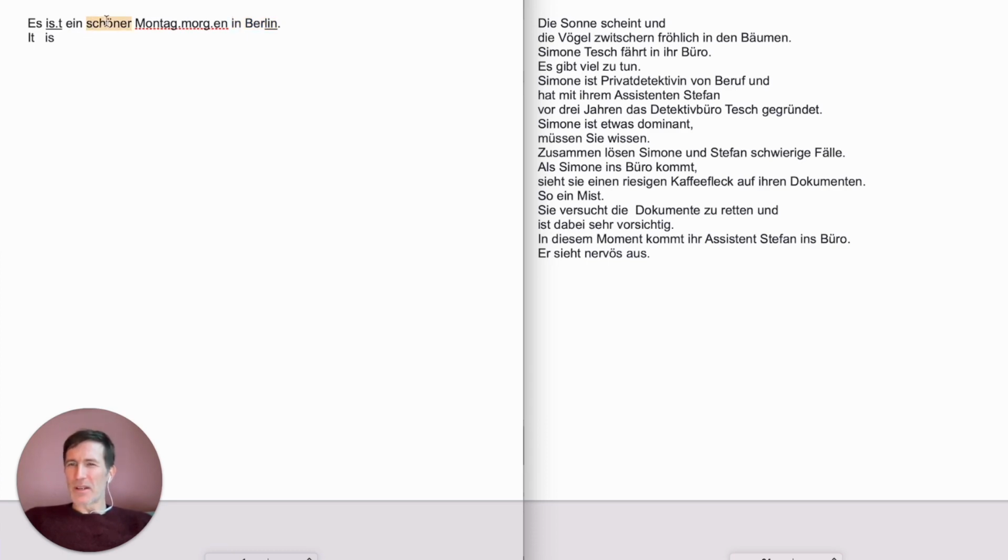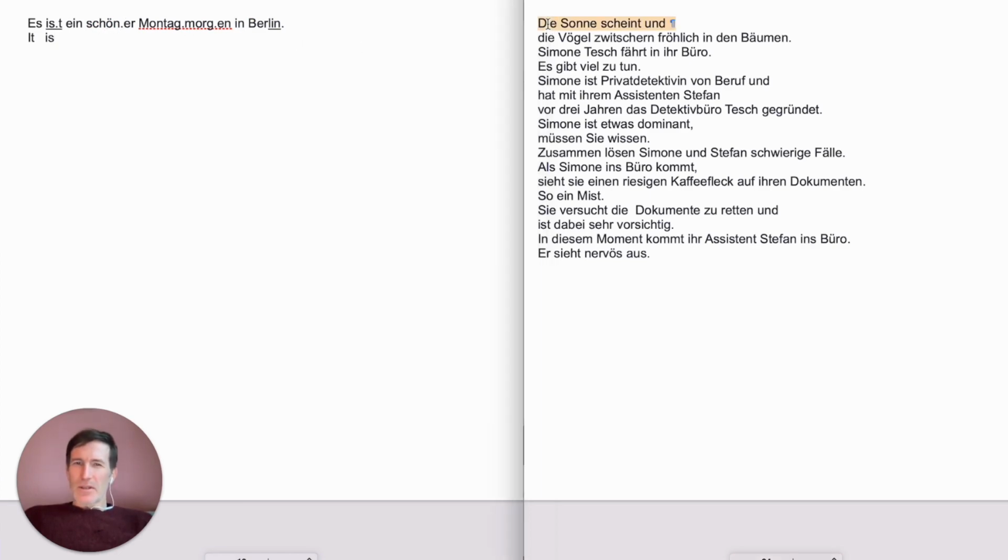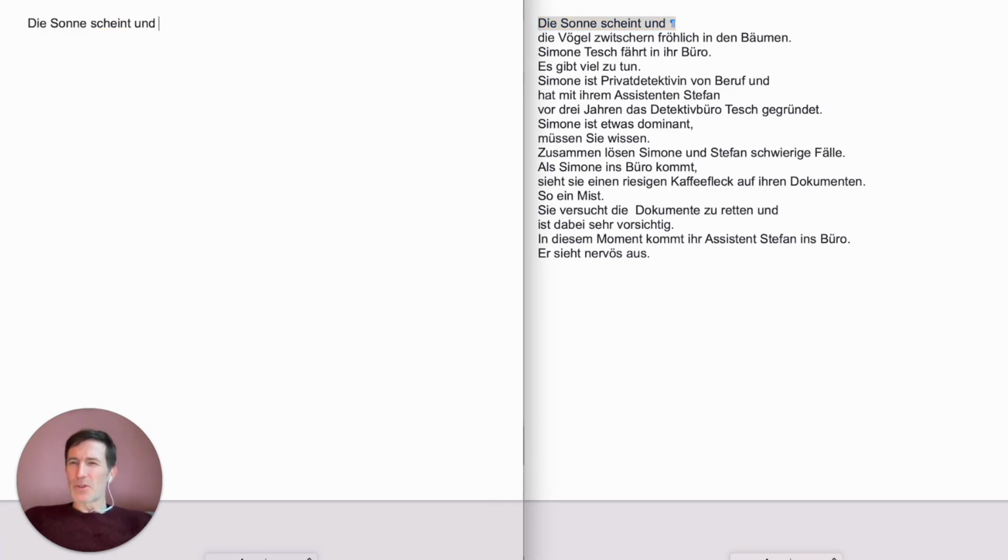You don't need to understand schön. Let's take a look at another sentence. Die Sonne scheint. The und basically means and. You see the similarity, I hope. So we delete this. It's basically a full stop. Die Sonne scheint. Now let's look for the verb.